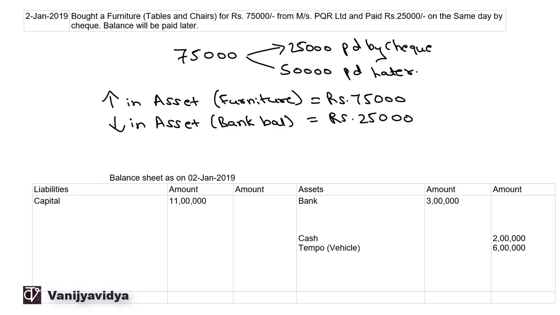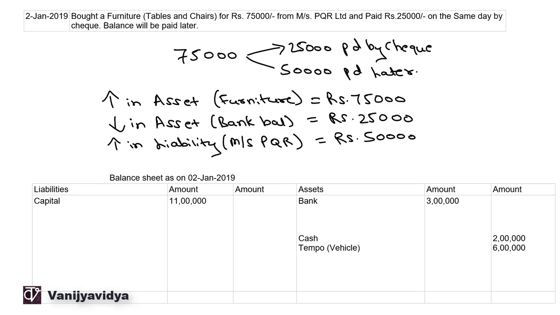25,000. This 50,000 will be paid later to Messrs. PQR Limited. That means we are obliged to pay Messrs. PQR Limited an amount of 50,000. So there is a liability, increase in liability. Messrs. PQR is our creditor for furniture, 50,000. So now let's see the impact of this transaction on the balance sheet.